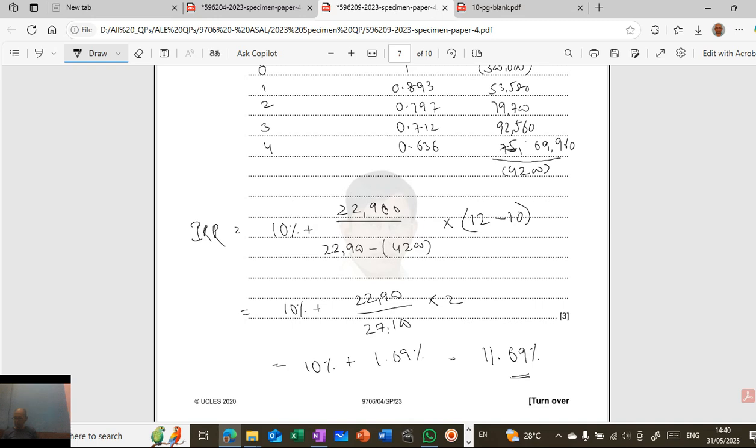22,900 divided by 27,100 into 2, that is 1.69%, correct, and then you add 10% to it. Okay, got it. So this is basic maths. So this is how you have to calculate 11.69%.